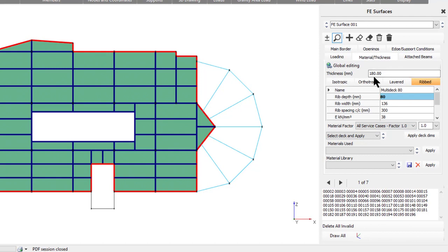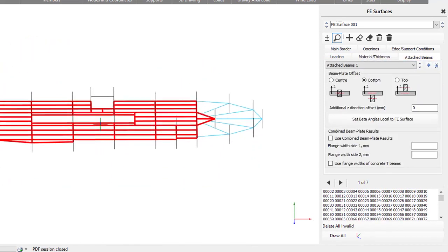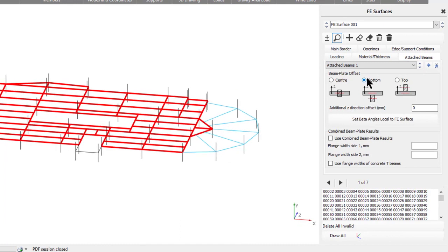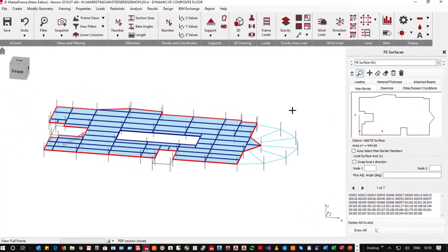The slab is at 180 mil thick. That's nearly everything. We've looked at the material. Attached beams. We have attached all these beams as you would expect, and we have set them to be bottom connected. So it's the full depth of the beam, the full depth of the 457 plus the full depth of the concrete. So they are sitting on the bottoms. And that's again very straightforward. The other important thing is the direction of the span.